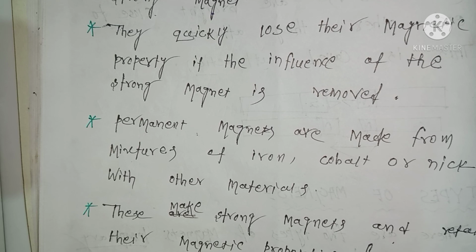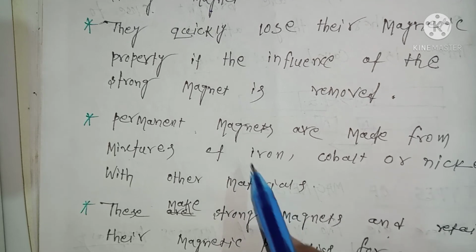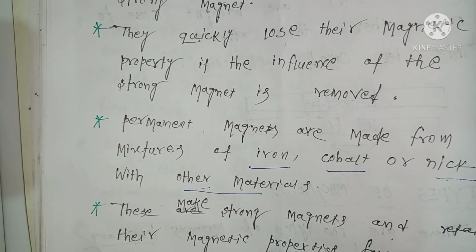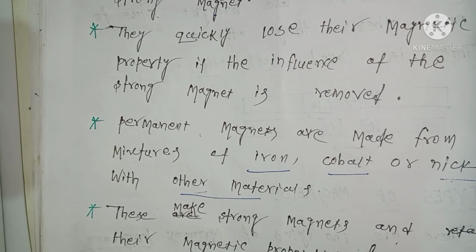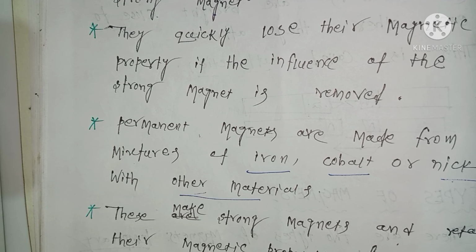But permanent magnets are made of a mixture of iron, cobalt and nickel with other materials. Along with these three materials, other materials are also added. These make strong magnets and retain their magnetic property for a long time. This is the permanent magnet.